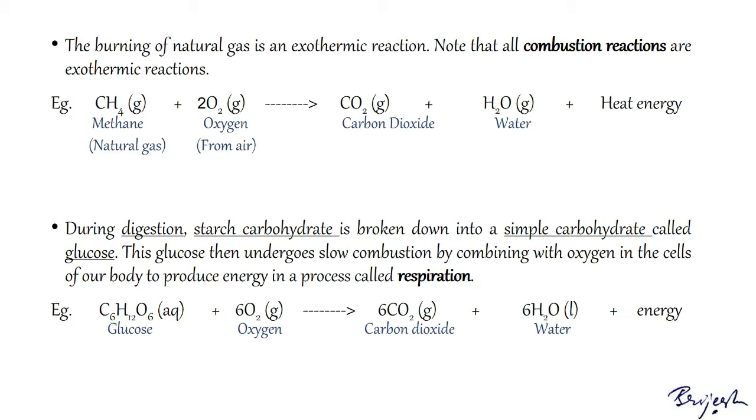Another example, natural gas is mainly methane, that is CH4. So when natural gas burns in the presence of oxygen in air, it forms carbon dioxide and water vapor. A large amount of heat energy is also produced. This can be written as CH4, that is natural gas in gaseous form, plus oxygen from air gives carbon dioxide and water, plus heat energy is released. The burning of natural gas is an exothermic reaction because heat is produced in this reaction. Please note that all the combustion reactions are exothermic reactions.